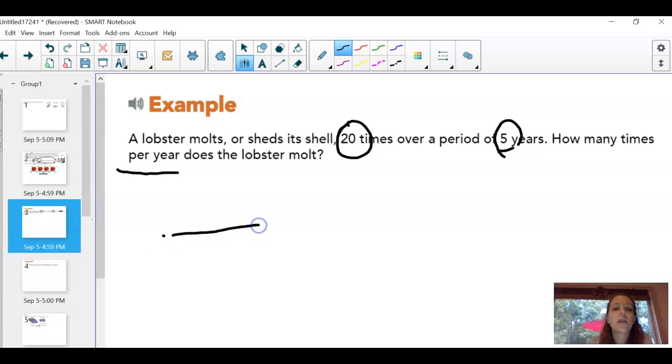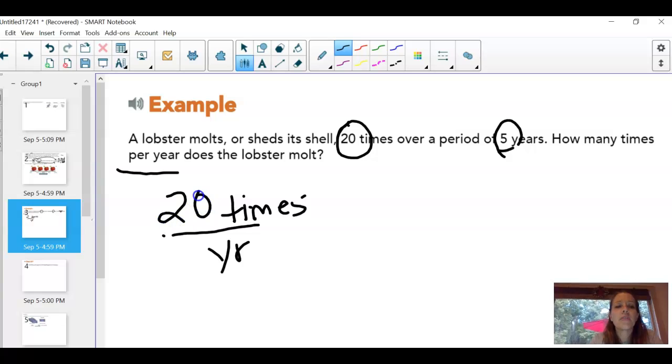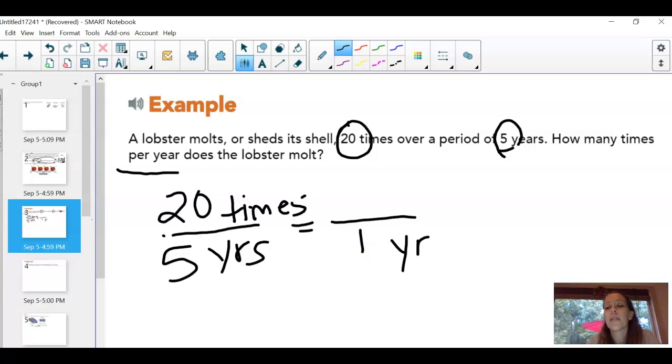So I'm going to put year on the bottom. On the top is the number of times it sheds its shell. So now I'm going to write my original rate. So 20 times over 5 years. Okay, now we have the original, and now we want per year. Go ahead and pause me again and try and figure out how many times per year as a group. When all of you have it, unpause.